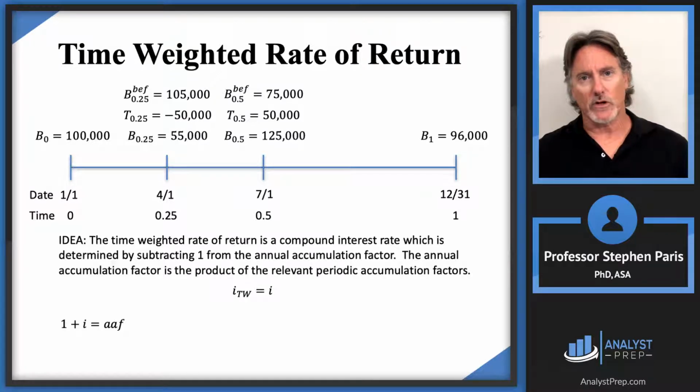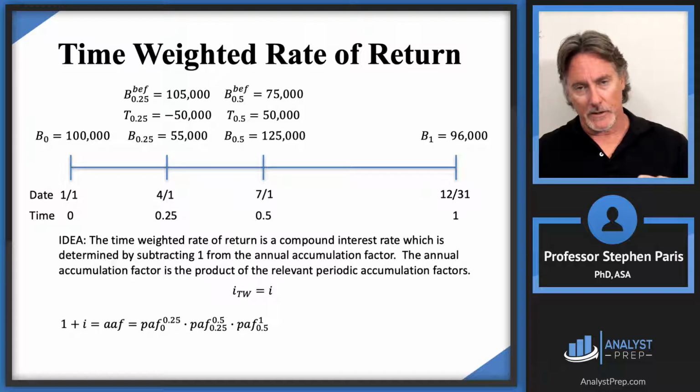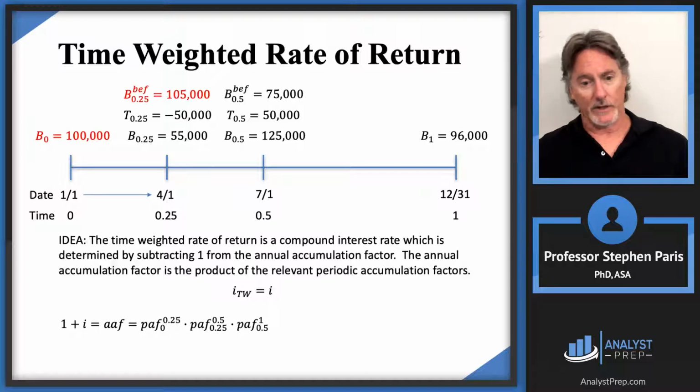And so the annual accumulation factor I can think of as the periodic accumulation factor from time 0 to time 0.25, times the periodic accumulation factor from time 0.25 to 0.5, and then times the periodic accumulation factor from time 0.5 to 1. Okay, so now let's look at how we calculate these things. Between time 0 and 0.25, I've highlighted in red what happened.